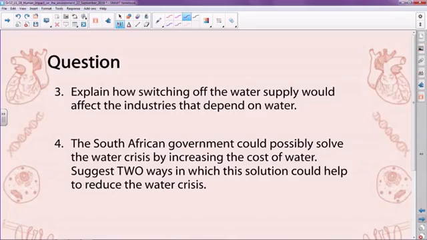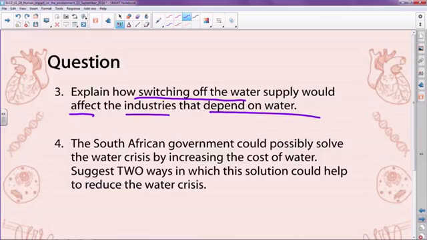Okay, if we have a look at the next question, it's still the same text we read earlier, so don't stress. Here we go. 2 questions for you to have a look at again. I'm going to read through them and concentrate. Explain how switching off water supply would affect the industries that depend on water. That's the first thing.